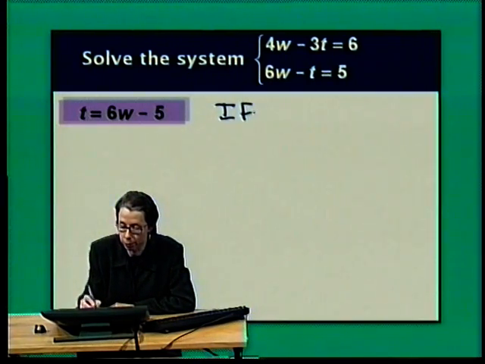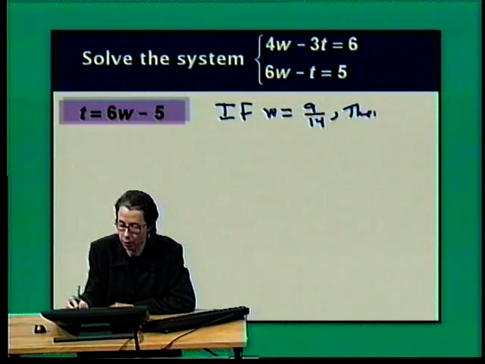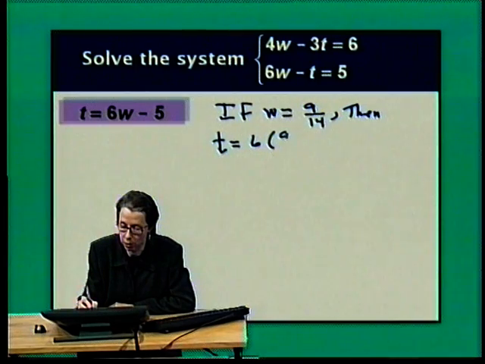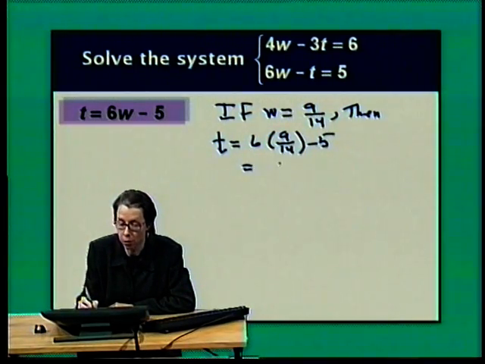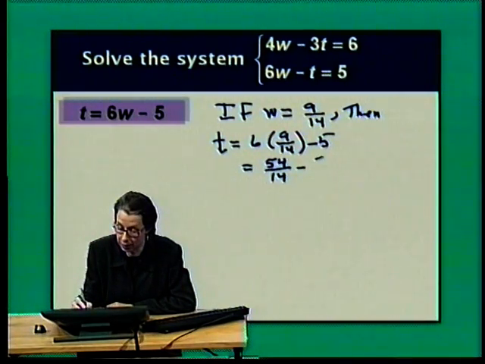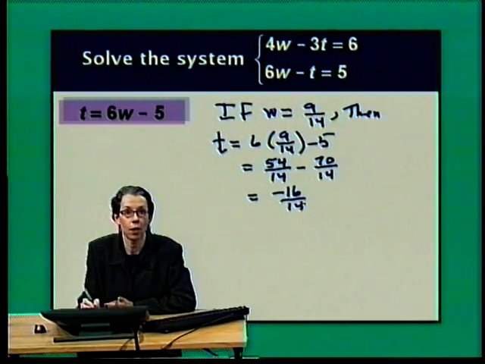So if w equals 9/14, then t equals 6 times w minus 5. So I'm going to use a common denominator of 14 here. So I have 54 over 14 minus 5, which is 70 over 14, and I get negative 16/14. I have a proposed solution.